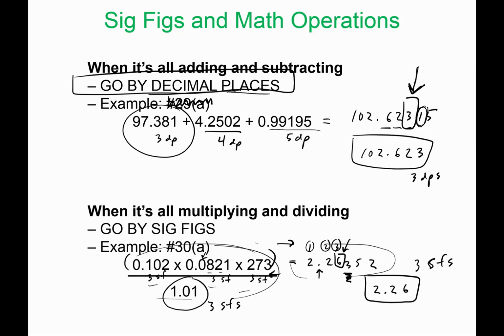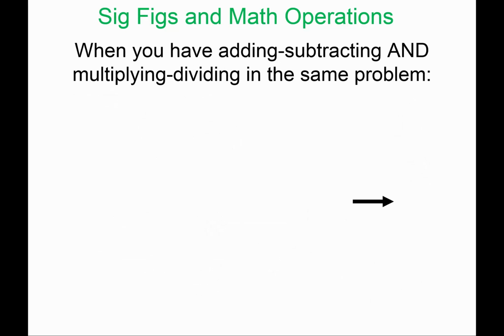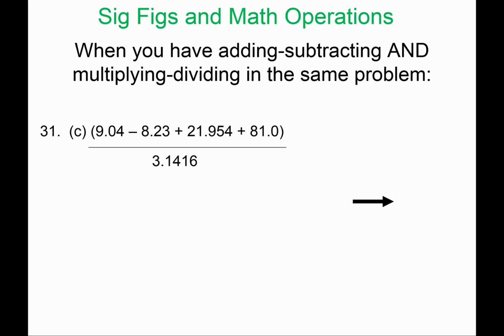So take a look at the operation of math. If it's adding and subtracting, you go by decimal places, and if it's multiplying or dividing, you go by sig figs. If you have adding, subtracting, and multiplying, dividing in the same problem, you actually have to round on the intermediate step.